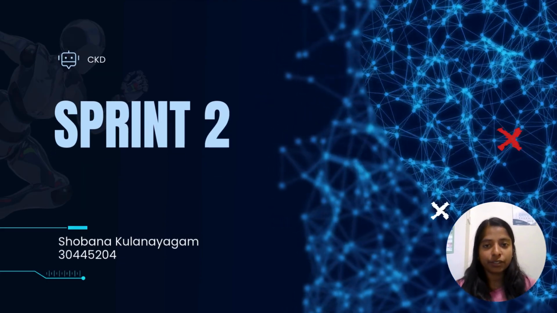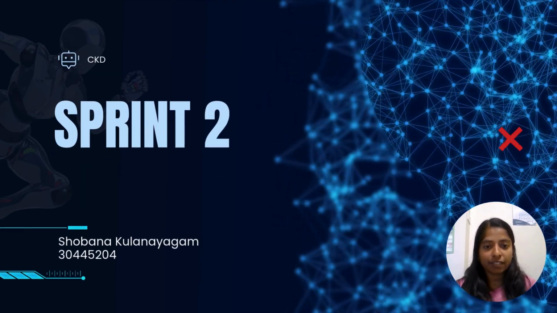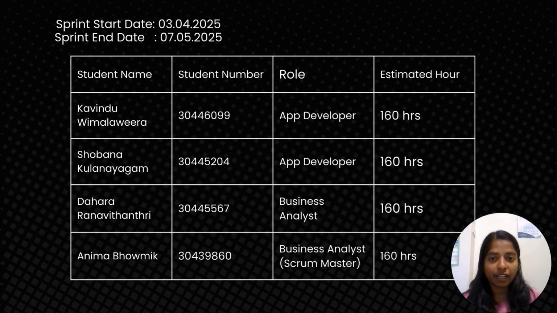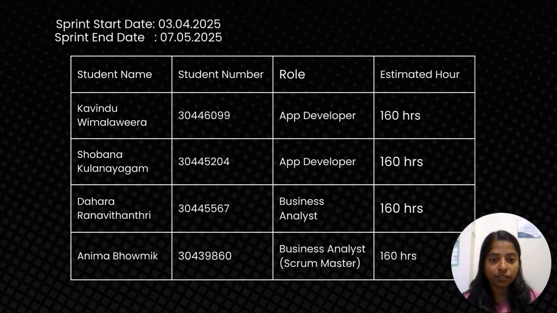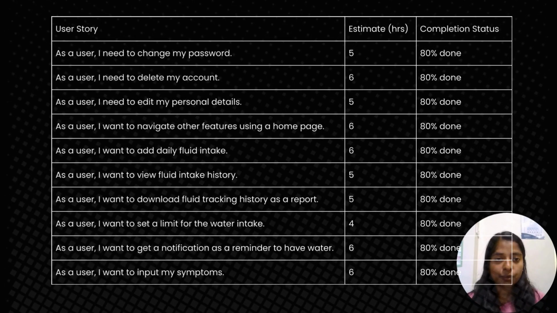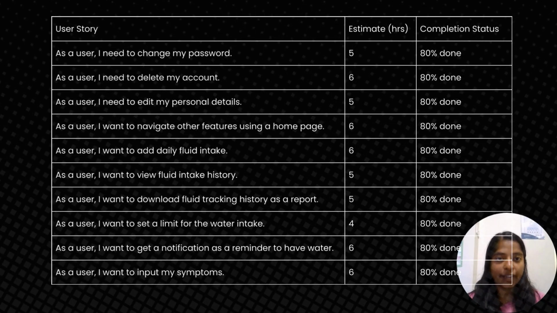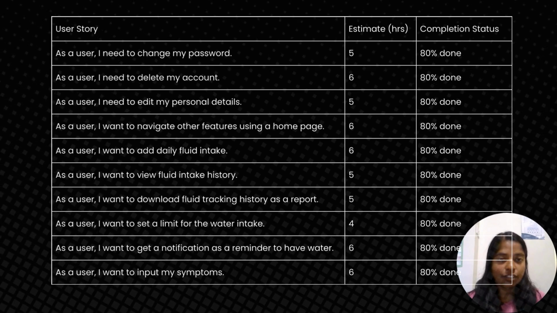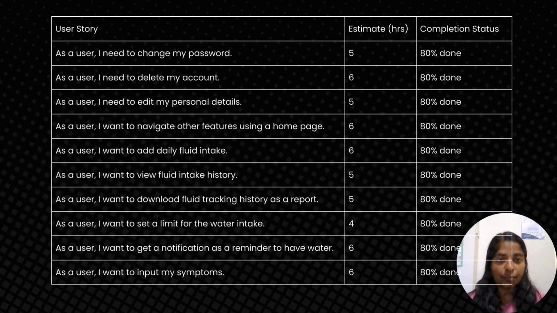Welcome back to Sprint 2 CDK Mobile Application Development. This slide describes the sprint start date, end date, and the team members and their roles. This is our user stories which were covered in Sprint 2 and their estimated hours and completion status. Each and every user story is 80% completed.